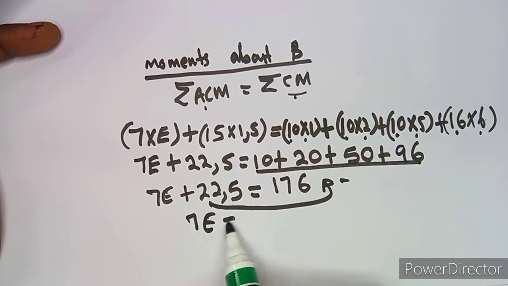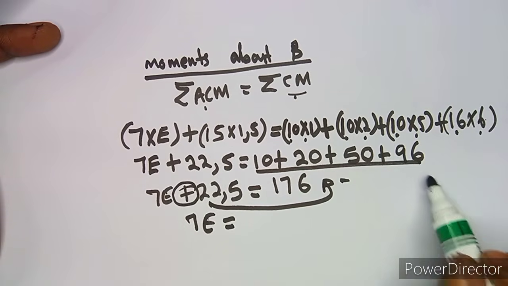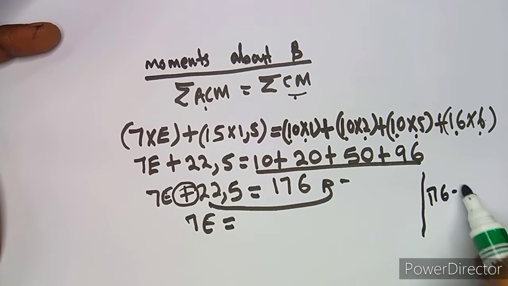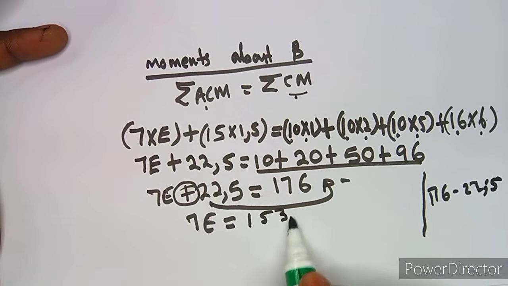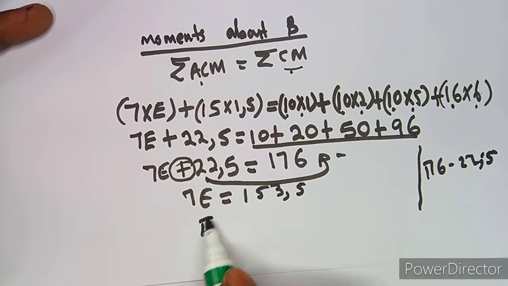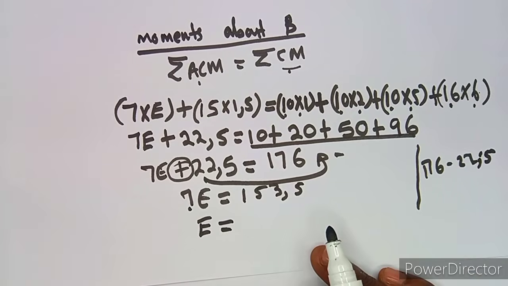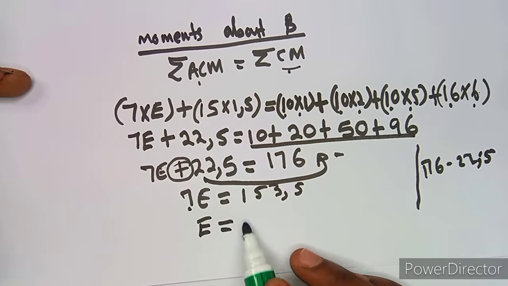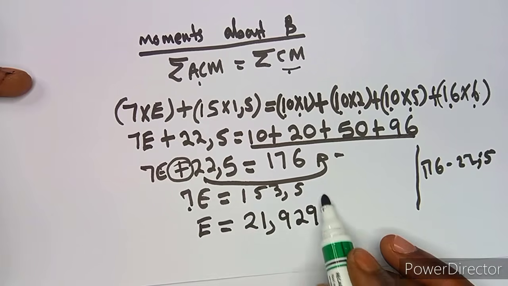Then I can transpose now this to the right hand side is going to be a negative. So 7E is equal to, you subtract because it was a positive, remember, so you're going to subtract 176 minus 225 in your calculator. This is going to give you 153,5. So you've got 153,5. Then actually what can I do to find E? I divide by 7. Okay, so if I divide by 7, I'm going to obtain something like 21,929 kilonewtons.